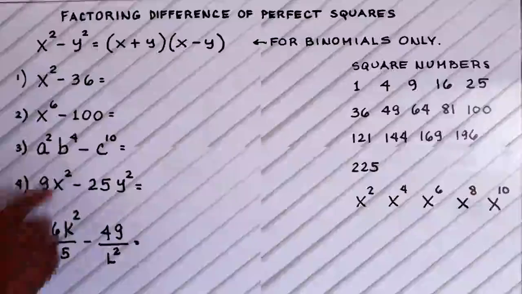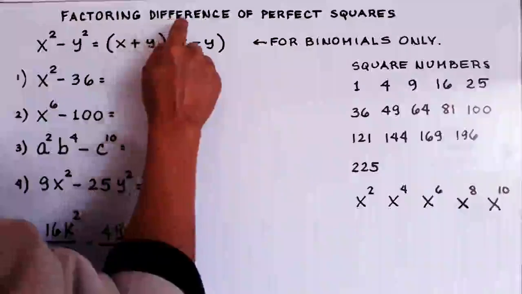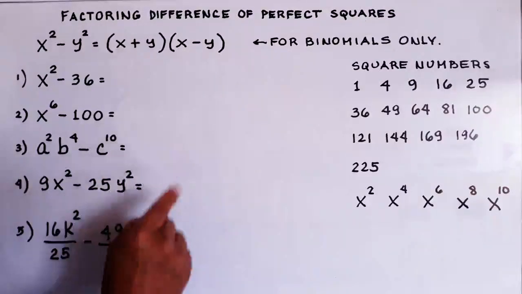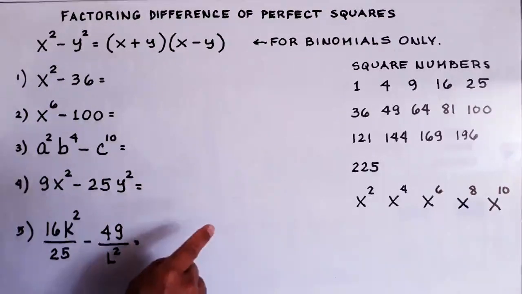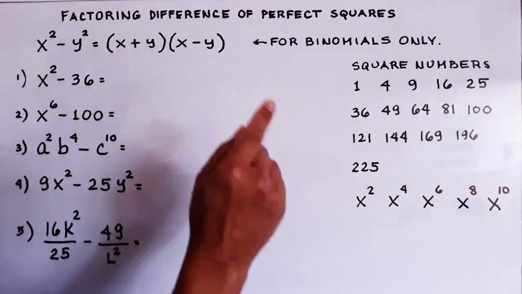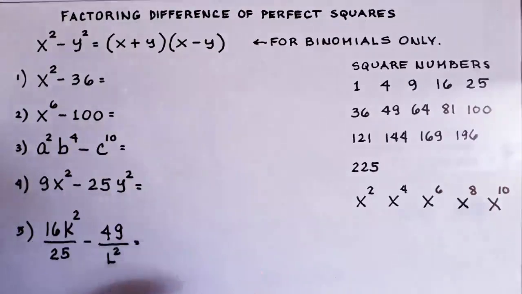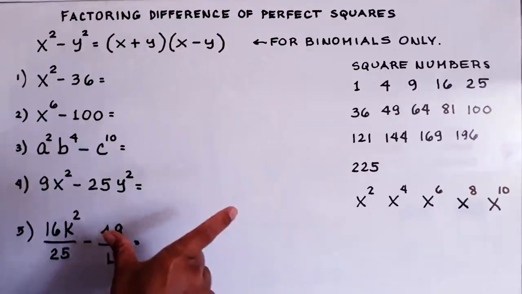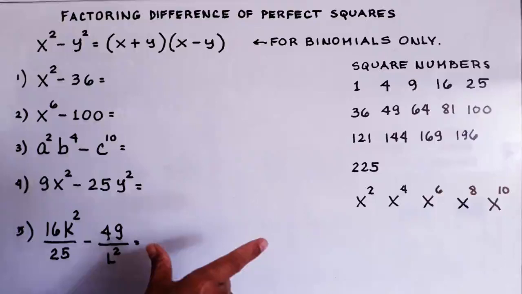Good day, class. Today we're going to study factoring the difference of two perfect squares. Now, in all of the factoring methods, or if we are going to factor polynomials, this is the easiest one. Why? Because in difference of perfect squares, we are going to factor only a binomial. Binomial means we have only two terms.